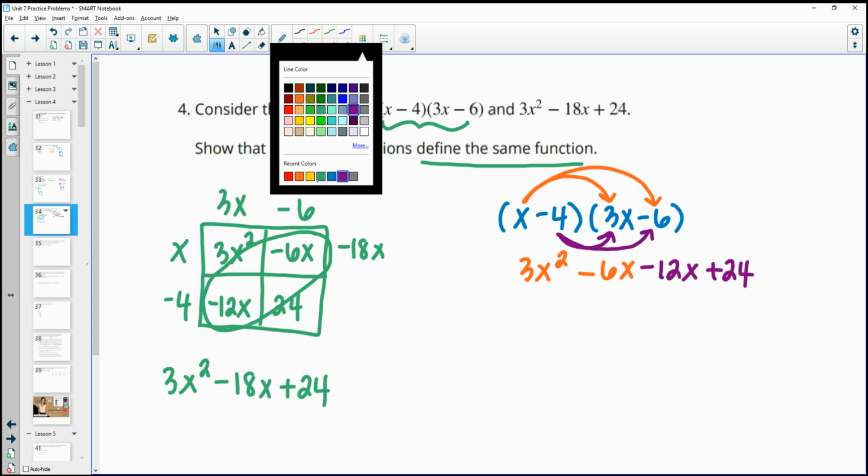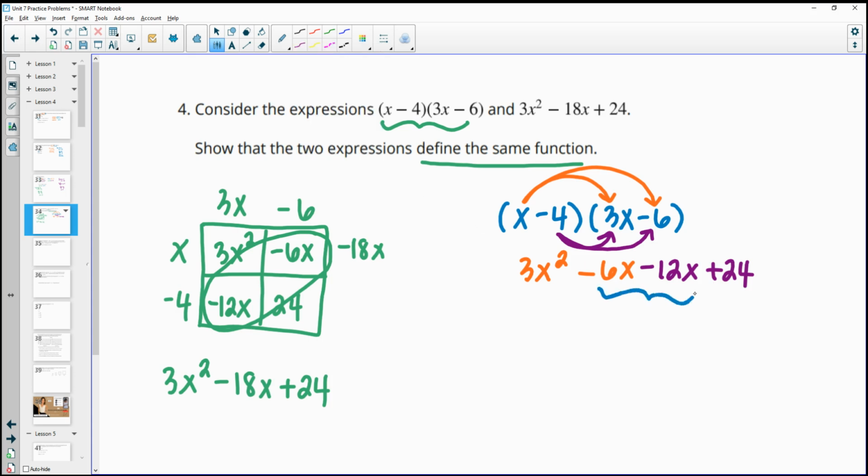And then we see that we have these like terms here. So we have 3x squared, negative 6 and negative 12 is negative 18x. And you see those again right here. And then that final term is 24. And we see that whichever way we do it, we end up with this exact same expression.